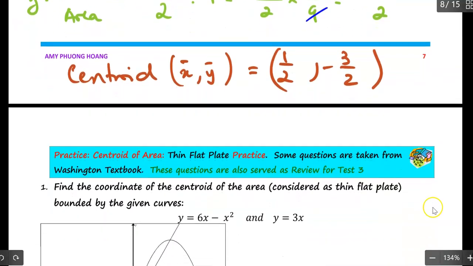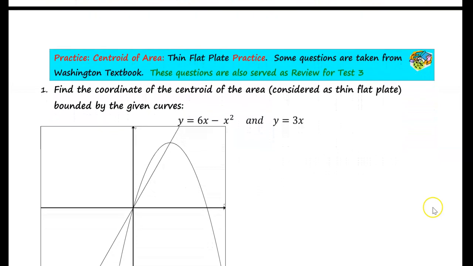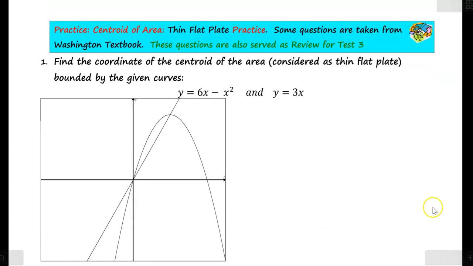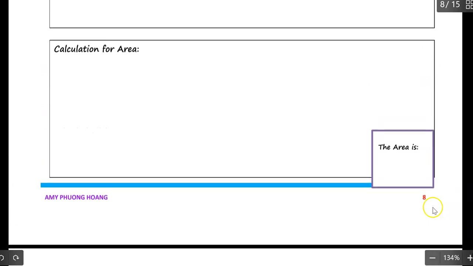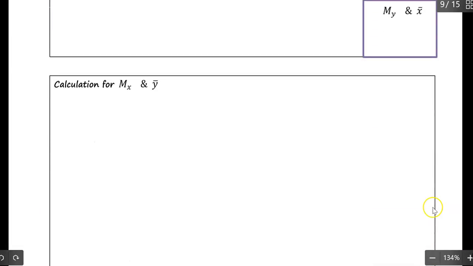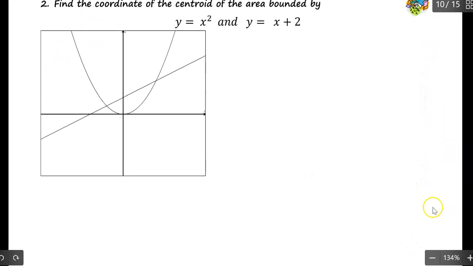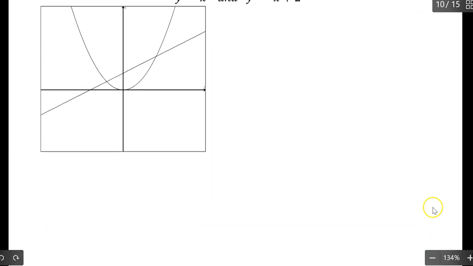Okay, so I have a few questions that I would like everyone to try, and please make sure that you work with this. Do some practice. I have quite a few questions here, and I kind of laid out for everyone that you have to find area, centroid, and then in the end you conclude. All right, I have only 2 questions for everyone to work on, and I give you plenty of space. So, all right, thank you.